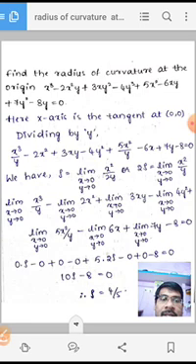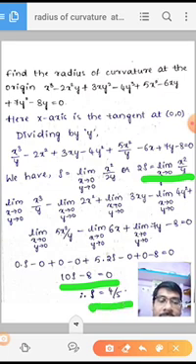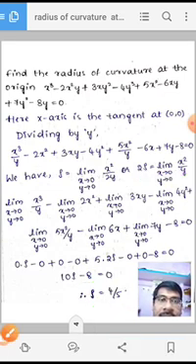Here we have to substitute 2 rho is equal to this one in this equation and simplify it. We are getting 10 rho minus 8 is equal to 0. The rho is equal to 4 by 5. The radius of curvature of the curve at the origin is rho is equal to 4 by 5.